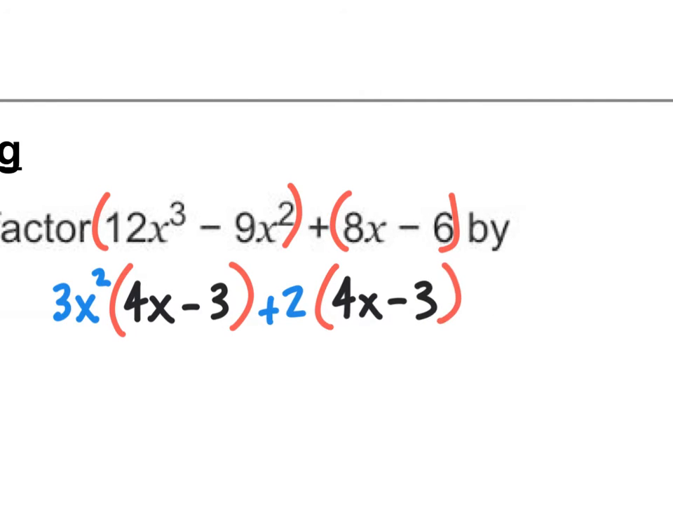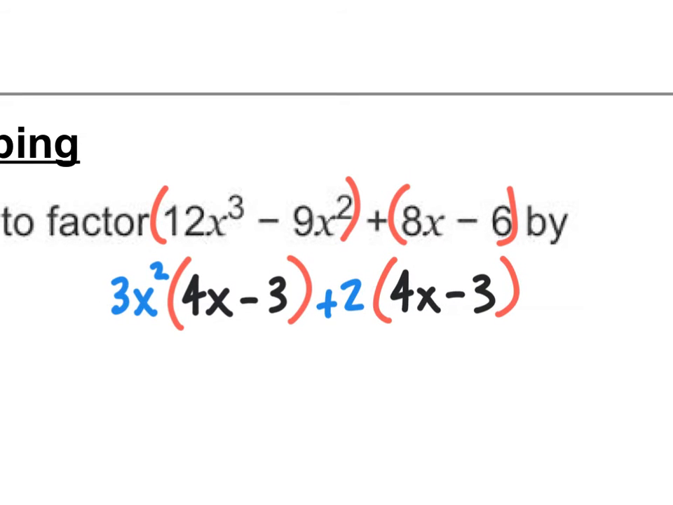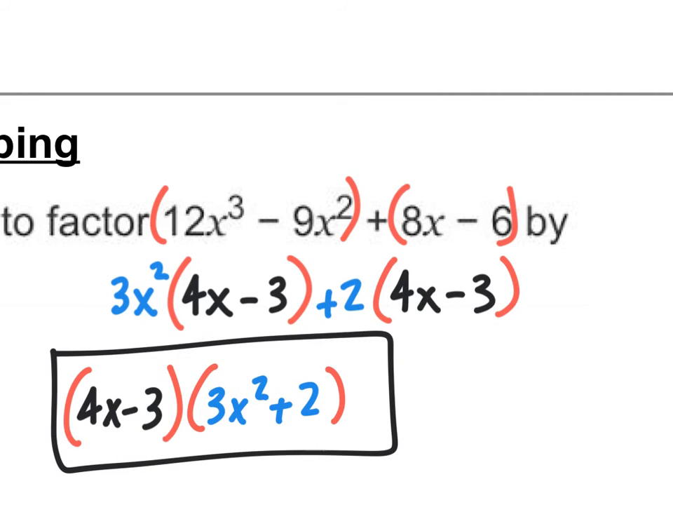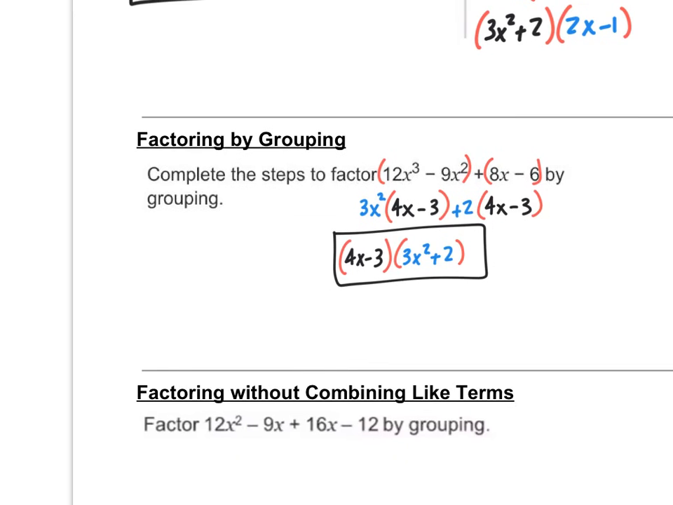Now what I want to do is factor out this common factor of a 4x minus 3. I'm factoring that one out, and that's going to leave me with 4x minus 3. And then what am I left with? I'm left with a 3x squared and a plus 2. So I'm going to do 3x squared and then plus 2. And that's it, then it's factored. That's our answer. So that's just factoring by grouping.